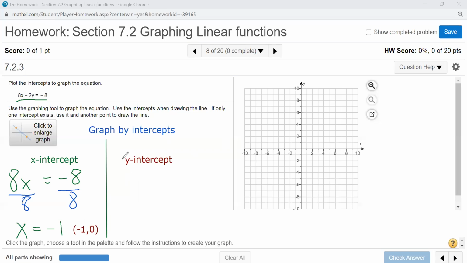Y-intercept, get out of here. Delete the x now, because the y-intercept is where this thing is going to cross the y-axis. And anywhere it crosses the y-axis, you've got no left-right motion. You're in the middle. So your x value is always going to be 0 if you're on the y-axis. So we put a 0 in for x, which means it's just going to go away entirely. And you're going to get -2y equals -8.